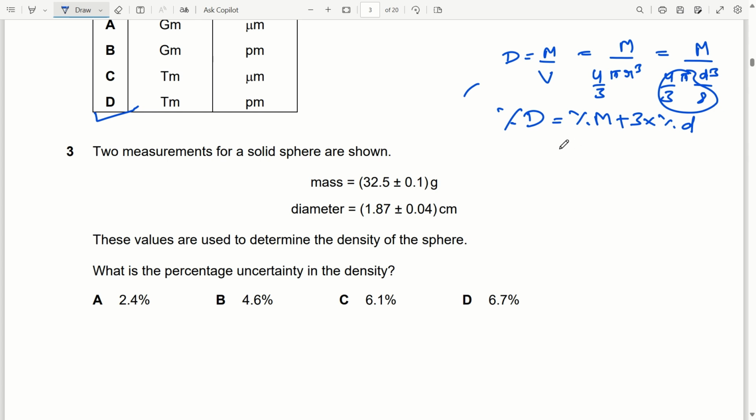Now the percentage uncertainty in mass will be 0.1 divided by 32.5 into 100, plus 3 into the percentage uncertainty in d, which will be 0.04 divided by 1.87 into 100. So on solving this you will get 6.7%.